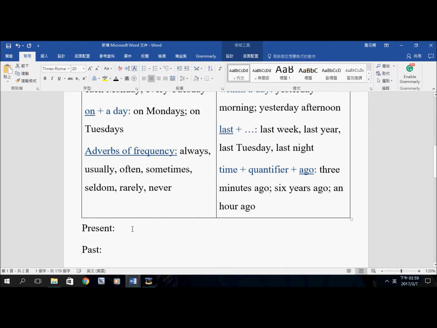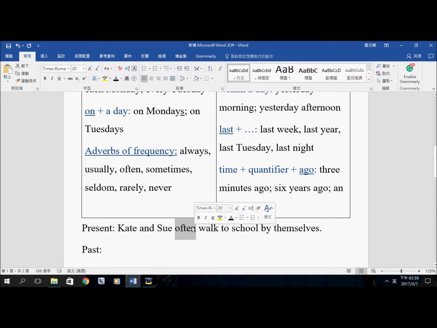I'm going to give you two examples. Present tense using the time markers that we have learned. So, like, Kate and Sue often walk to school by themselves. As you can see, often is a time marker that we use in the present simple tense. It means they do that regularly. They do this regularly. So this is a sentence of the present simple tense.